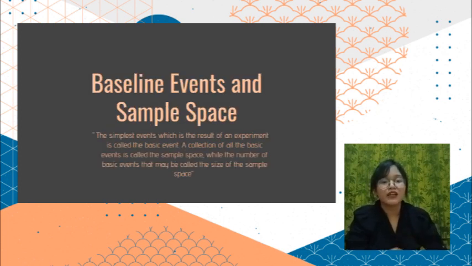Next, basic event and sample space. The simplest event, which is the result of an experiment, is called the basic event. A collection of all the basic events is called the sample space, while the number of basic events is called the size of the sample space.